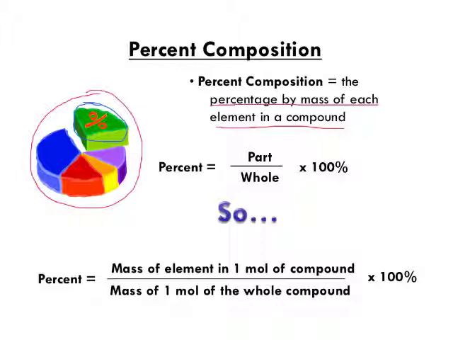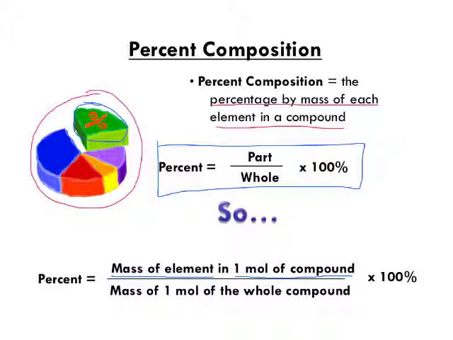And so here's our simplified equation: percent is a part divided by the whole times 100. So for percent composition, it's going to be the mass of an element in 1 mole of compound divided by the mass of 1 mole of that entire compound times 100. That will give you the percent composition of the various elements within a compound.